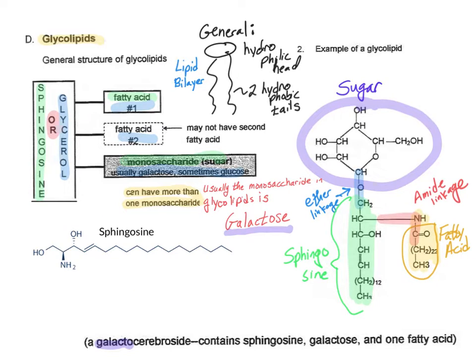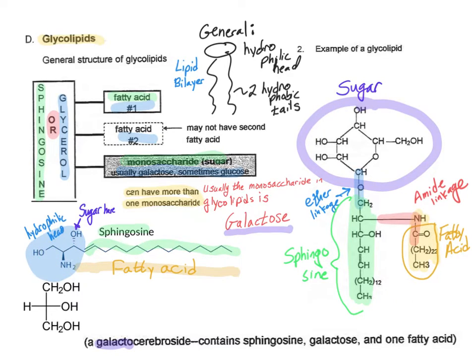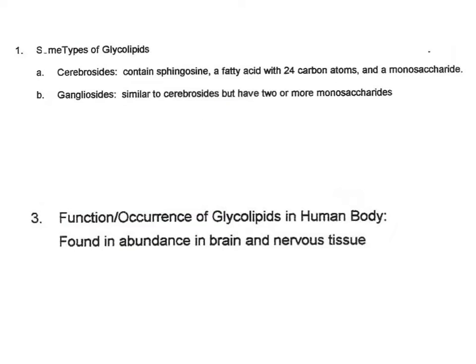And just as a reminder, sphingosine itself has its own long tail, and then the second thing that we'll have is a fatty acid for the second tail. In the case of glycerol, we've only got the 2 positions, so it's going to have 2 long tails. The third position is being taken up by the monosaccharide. There are 2 major types of glycolipids. They are the cerebrosides and the gangliosides.